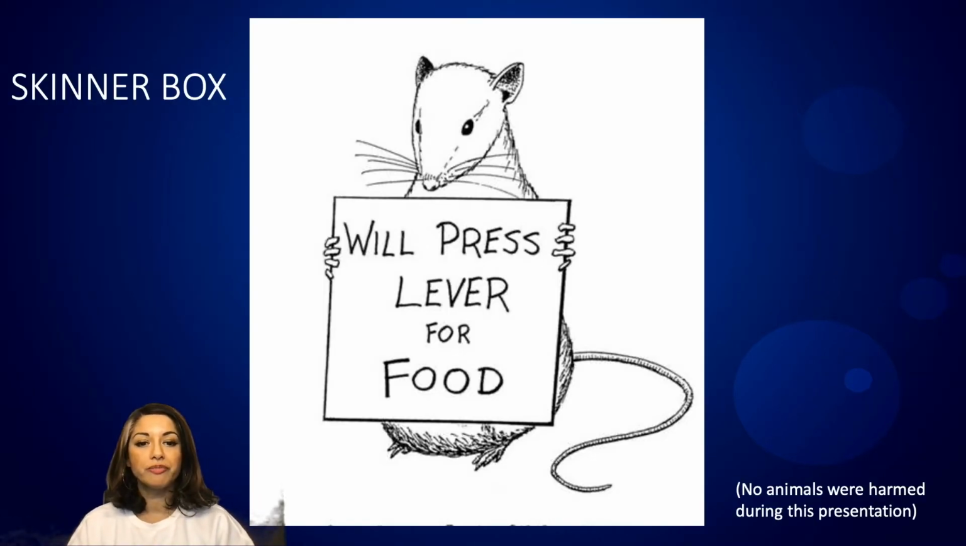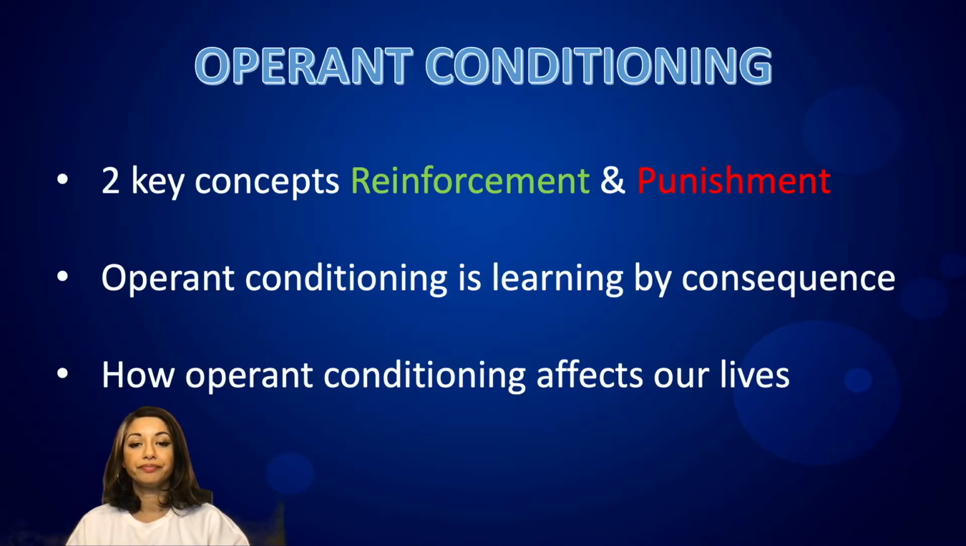Following on from Flora's presentation on B.F. Skinner and the rat experiment, also known as the Skinner box, the idea behind operant conditioning is if an action has a pleasant consequence, it is likely to be repeated, while if it has an unpleasant consequence, it is less likely to be repeated. I will be discussing two key concepts of operant conditioning, reinforcement and punishment, and explaining how operant conditioning is learning by consequence.